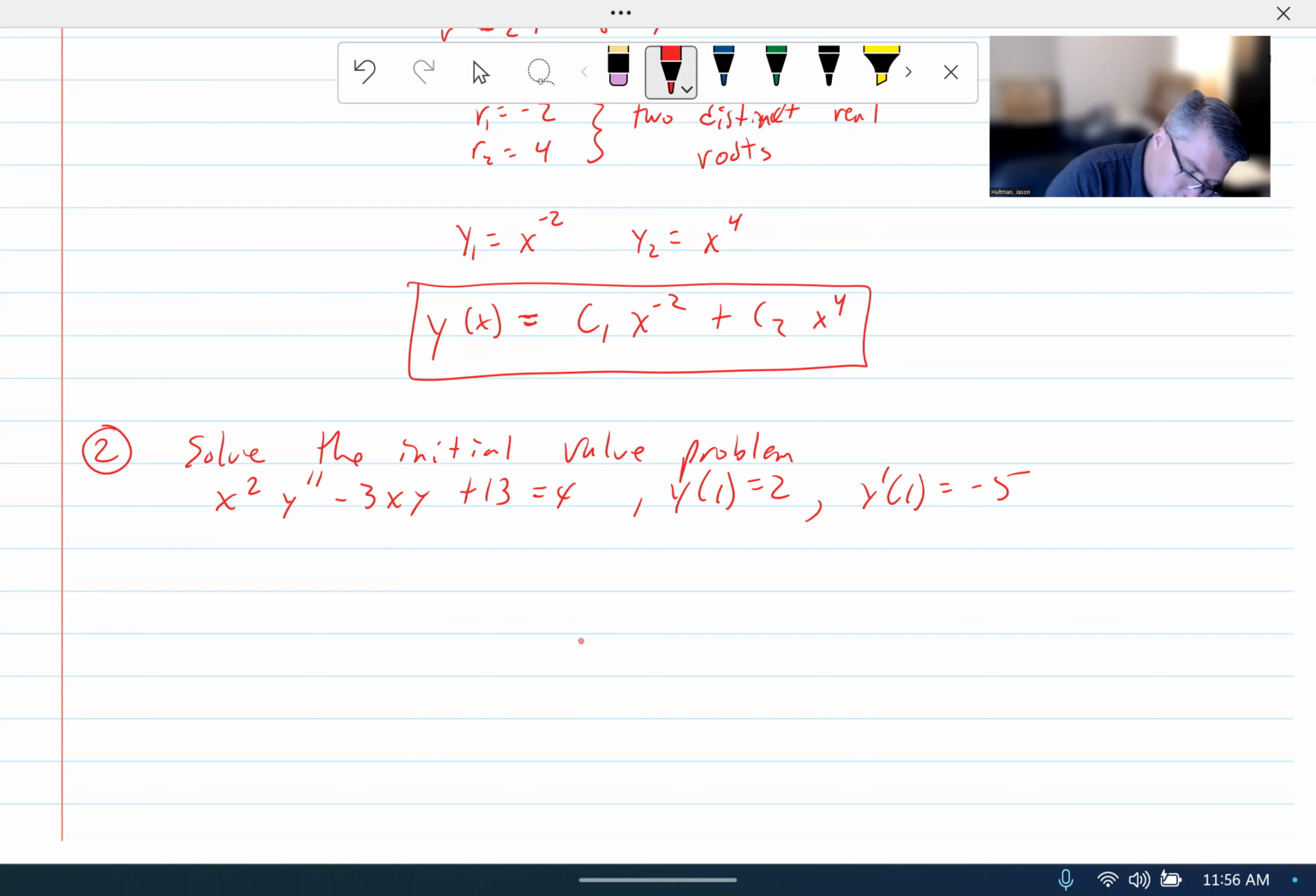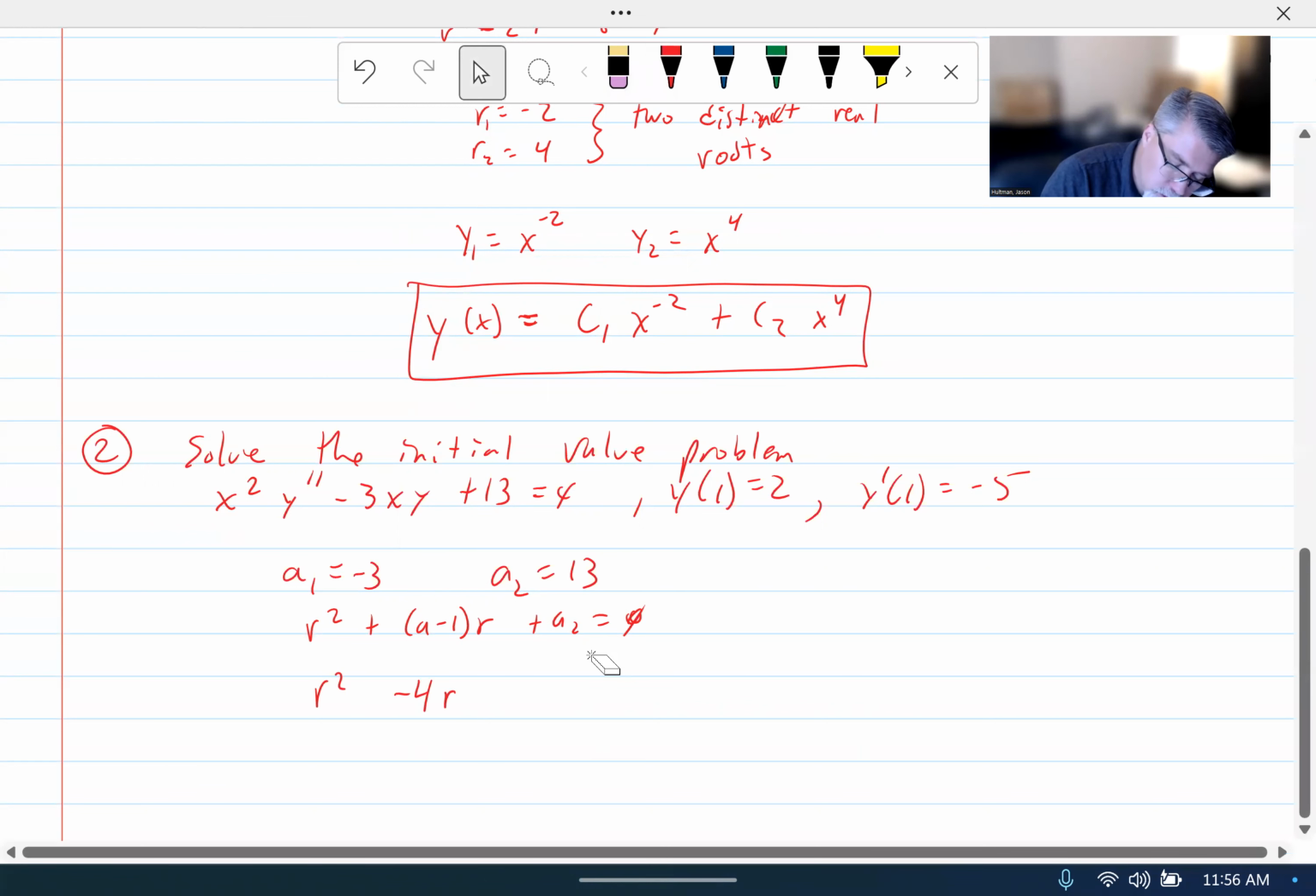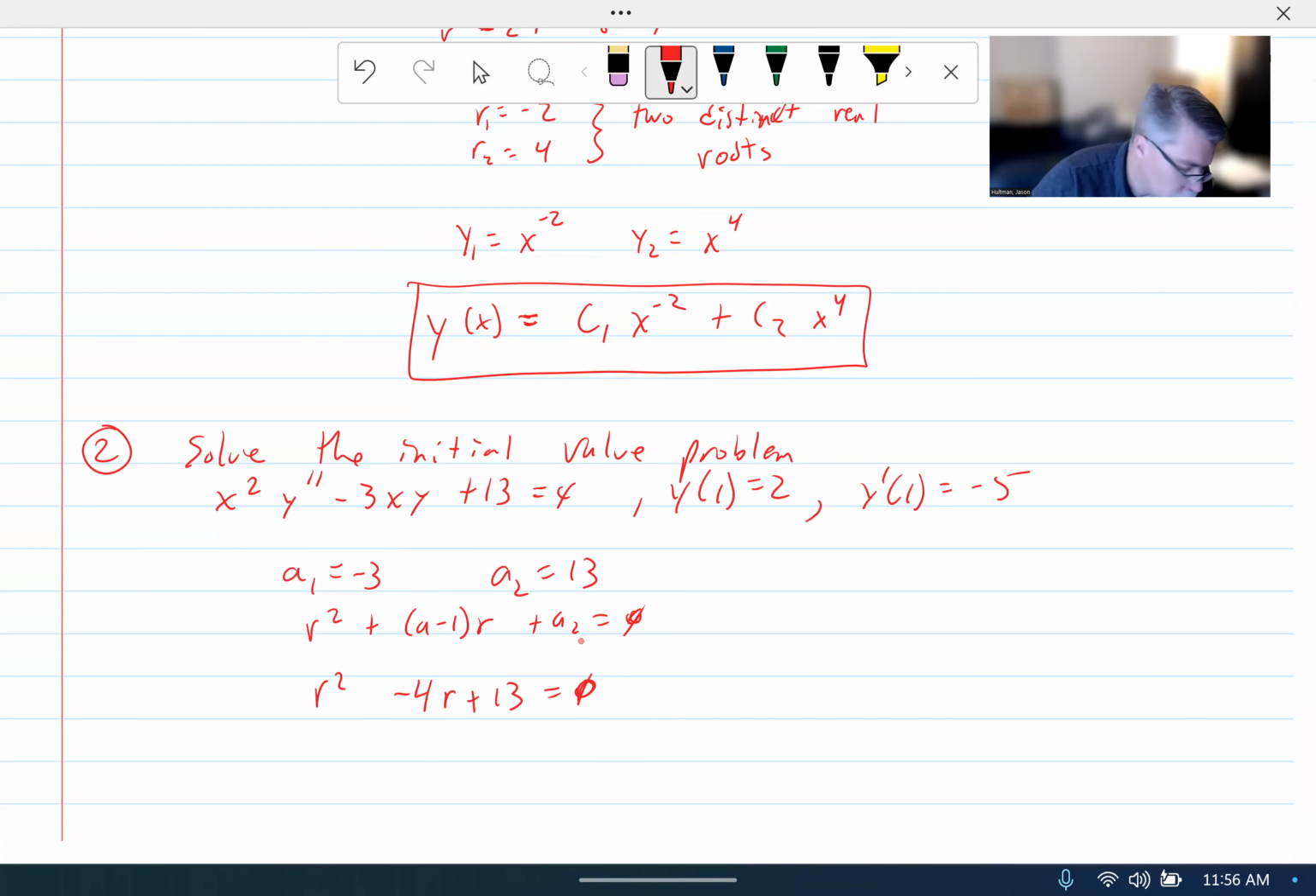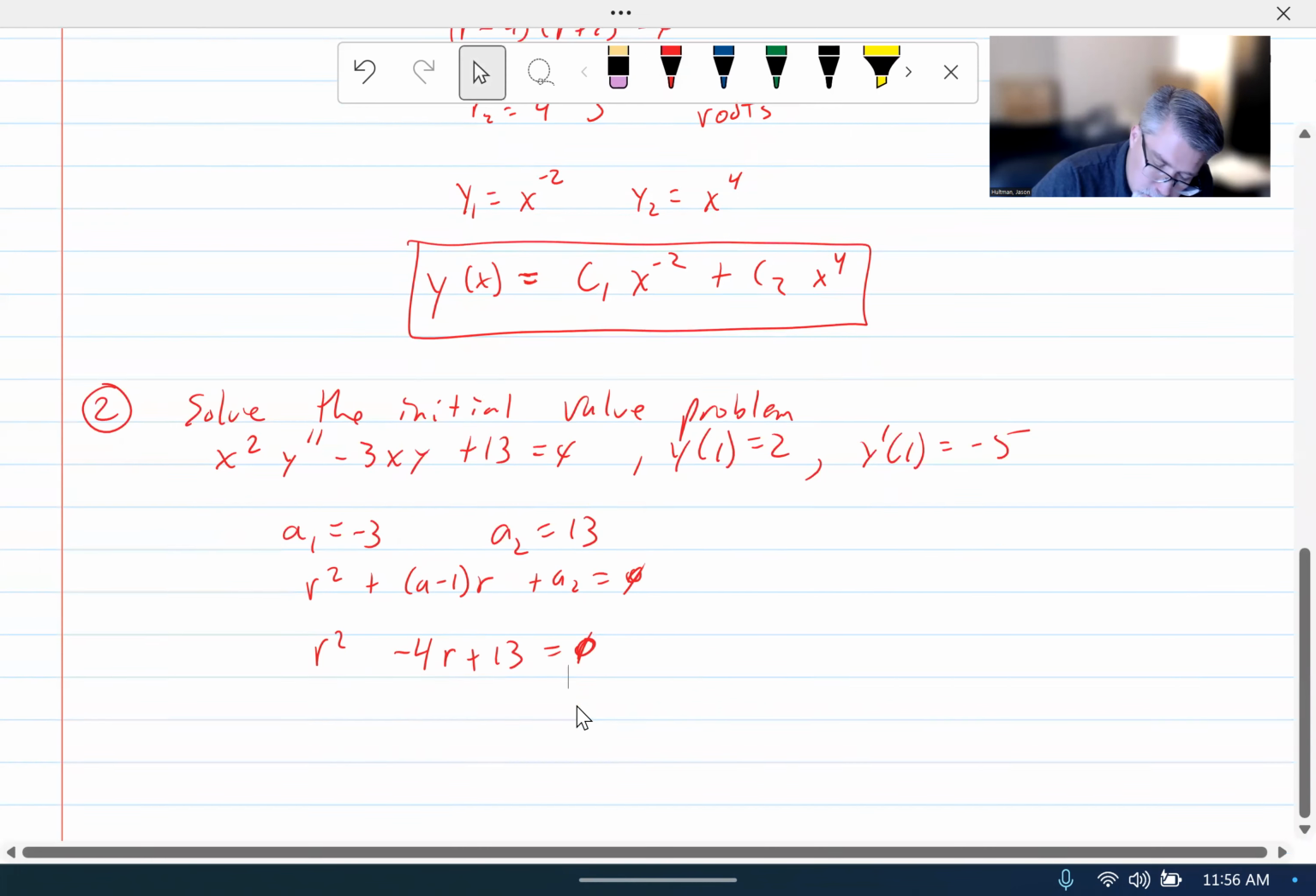Okay, so let's look at what a1 is and what a2 is. a1 is negative 3 and a2 is 13. So r squared plus (a1 minus 1) r plus a2 equals 0, and so this is r squared minus 4r plus 13 equals 0. And this guy does not factor.